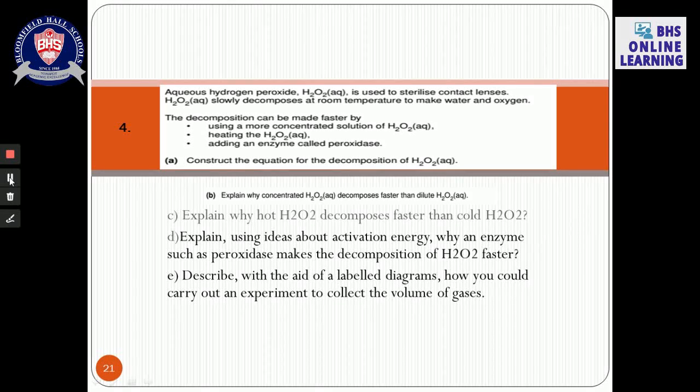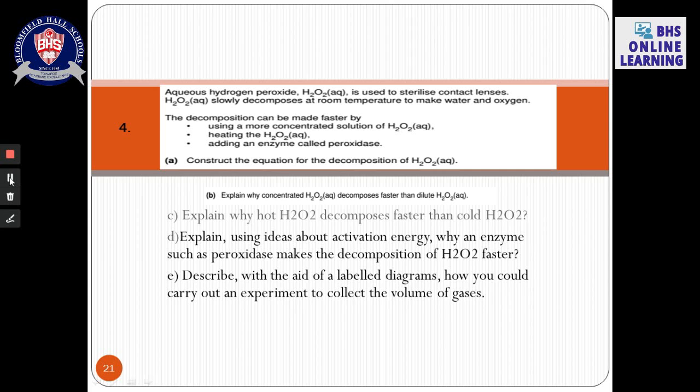First question is construct the equation for the decomposition of hydrogen peroxide. This equation must be balanced. Explain why concentrated H2O2 decomposes faster than dilute H2O2. Okay, so it's concentration. Concentrated decomposes faster than dilute. Why? Explain why hot hydrogen peroxide decomposes faster than cold hydrogen peroxide. Okay, this is to do with temperature, hot and cold.